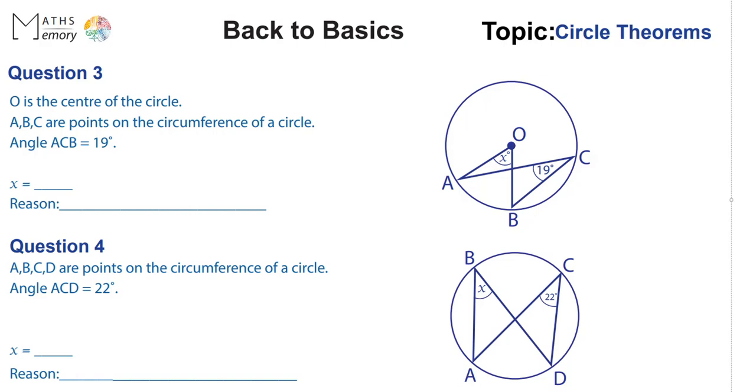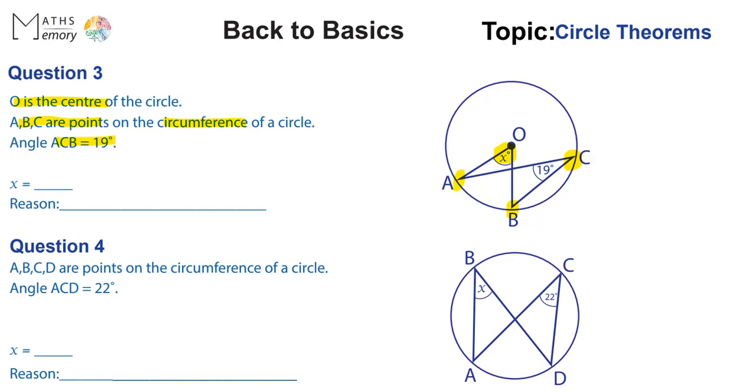Question 3, back to basics. Let's look at these couple of questions over here. Write this down and let's try our best to answer both these questions. Find x. Press play when you're ready. So O is the center of a circle. ABC are points on the circumference of a circle. ACB equals 90 degrees. What are our key features? Well, over here we see a center angle and a point on the circumference. What can we find out?